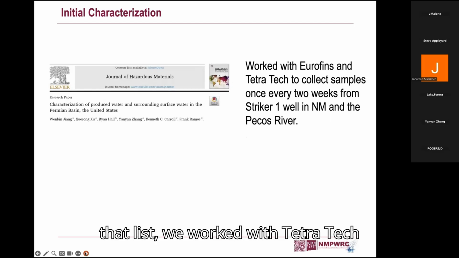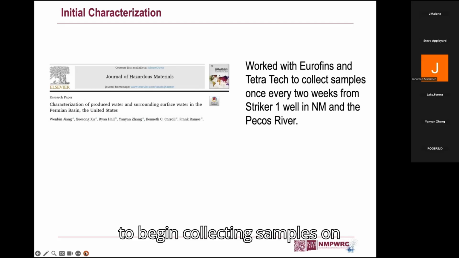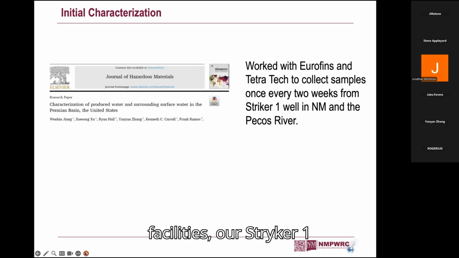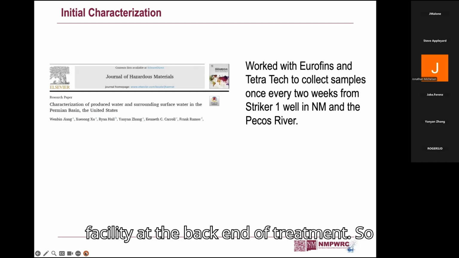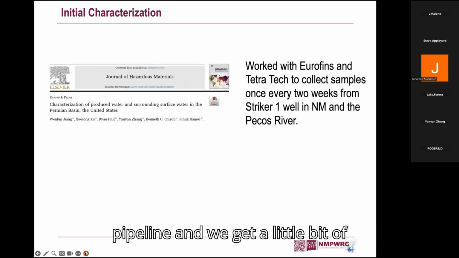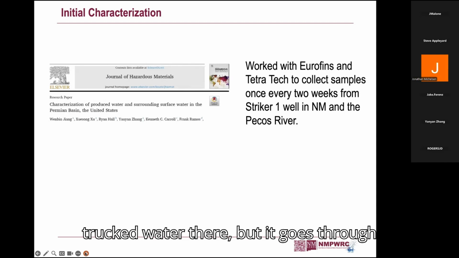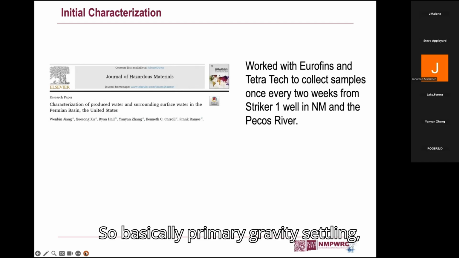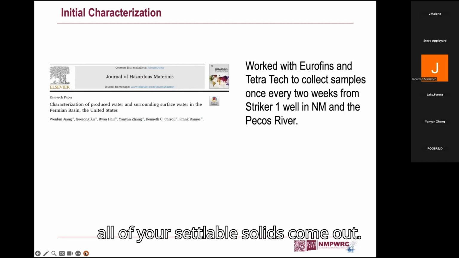Once we built that list, we worked with Tetra Tech to begin collecting samples on a biweekly basis from one of our facilities, our Striker 1 facility, at the back end of treatment. What that means is the water comes in by pipeline and we get a little bit of trucked water there, but it goes through sand tank settling, so basically primary gravity settling, where all of your settleable solids come out.